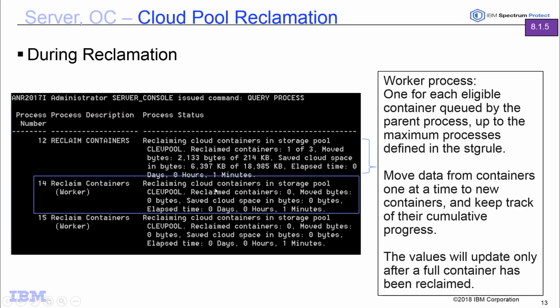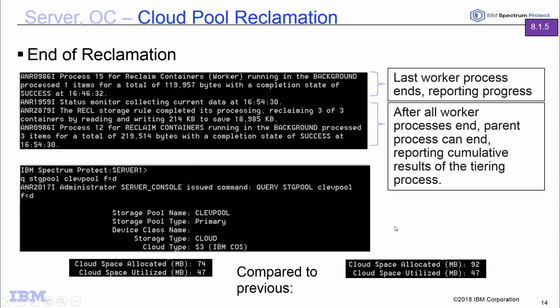Below it, you'll see the actual worker processes, and you're going to have one for each eligible container that's queued up by the parent process. And that'll be up to the maximum processes defined in that storage rule you set up. So we will be running move datas from the containers one at a time to the new containers, and we'll keep track of their cumulative progress. And the values will update only after a full container has been reclaimed.